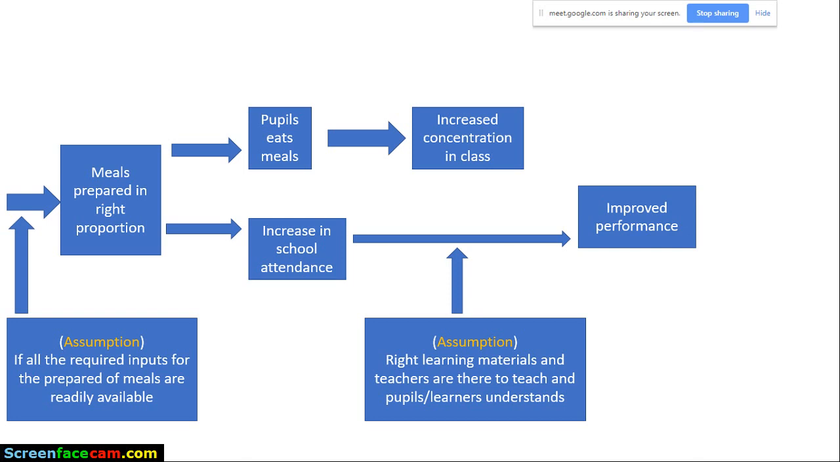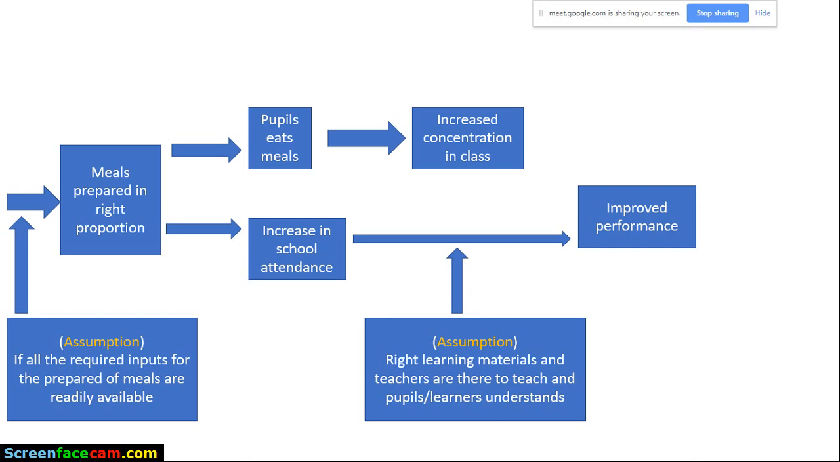Are you following me? If meals are prepared in right proportions, pupils will eat the meals, comma, there will be increase in school attendance. Full stop. When pupils eat meals, then there will be increased concentration in class. Are you following me very clearly? Exactly. If concentration in class increases, then there will be improved performance. I've finished. Then I'll just come now to the second point. If there's increase in school attendance, taking into consideration that well-qualified teachers and right materials are given to the pupils, then there will be improved performance.